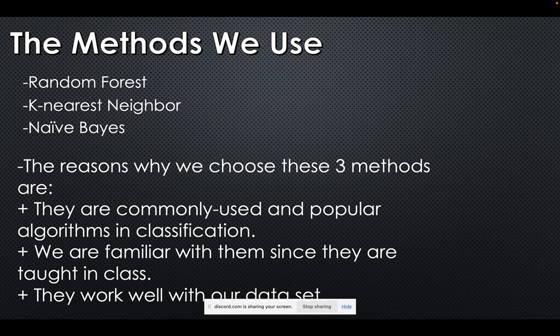Next slide. So the methods we used, we decided to use three different methods as mentioned before: random forest, k-nearest neighbors, and naive Bayes. I decided to do k-nearest neighbors. Kwan decided to do naive Bayes, and Josh went with random forest. The reason we decided to do these three methods is that these are very commonly used algorithms for classification, and these are the methods that we are most familiar with. And also they work well for our data set.